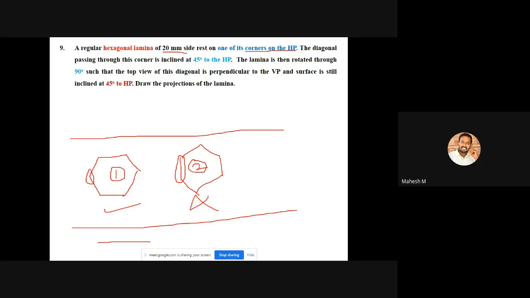Next we are having a 45 degree inclination towards HP. And for this, the lamina is then rotated through 90 degrees such that the top view of this diagonal is perpendicular to the VP. I will explain this point during the fifth and sixth diagrams. Up to this, it is enough for creating the first two front views and first two top views.